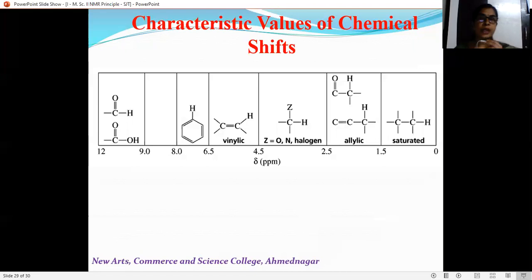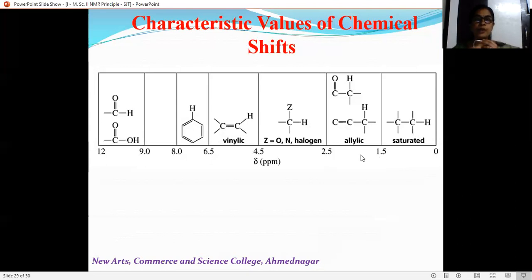Let us consider some characteristic values of chemical shift. 0 to 10 or 0 to 12 is the usual scale of delta values. Let us consider the right side region: lower delta values mean the protons are shielded protons, and higher delta values mean the protons are de-shielded protons. So in the 0 to 1.5 region, the protons present on a saturated carbon atom, that is sp3 hybrid carbon atoms, are recorded.